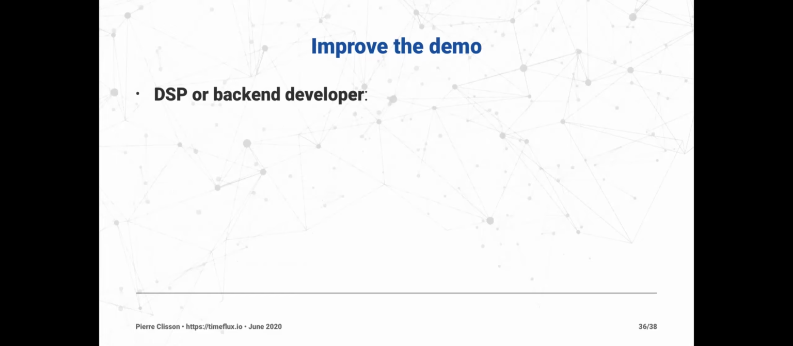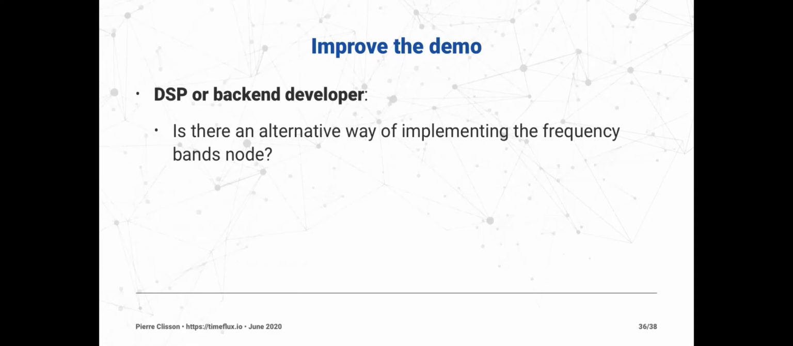If you are a backend developer or a DSP engineer, I've shown you a simple way of computing the power bands. Maybe you can think of another way of doing this. I've already given you some hints, but how would you detect blinks?